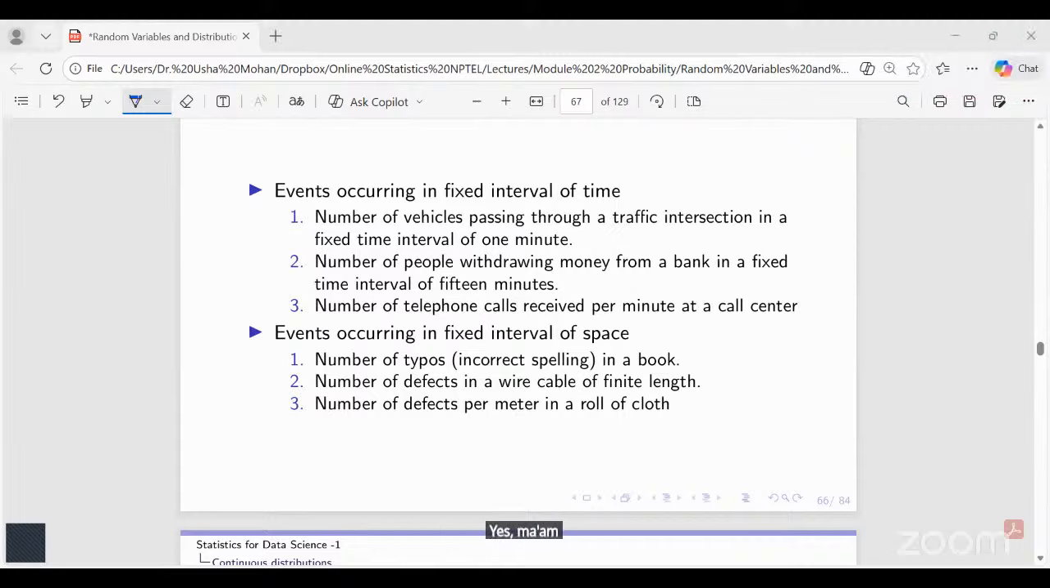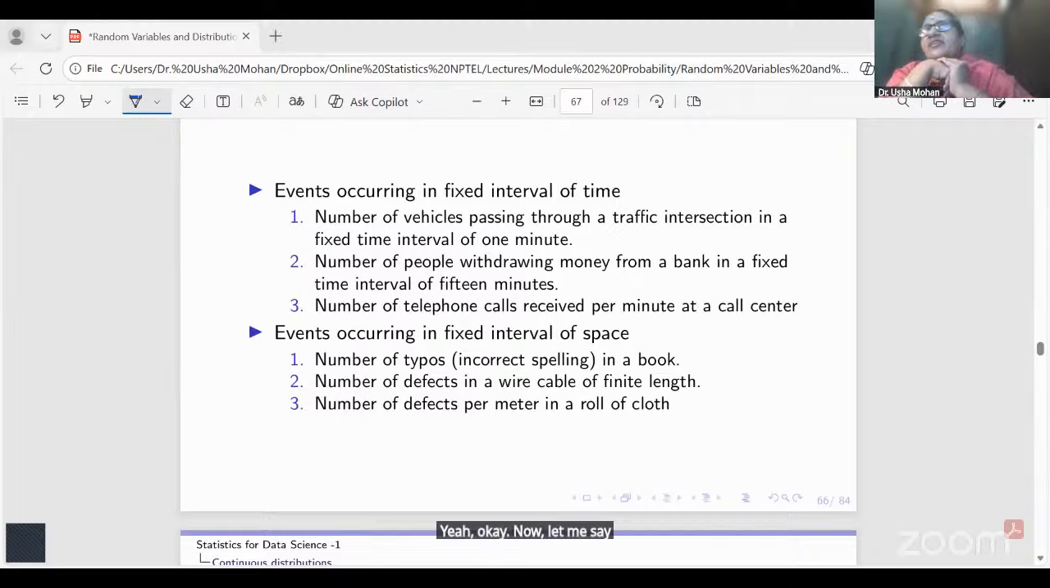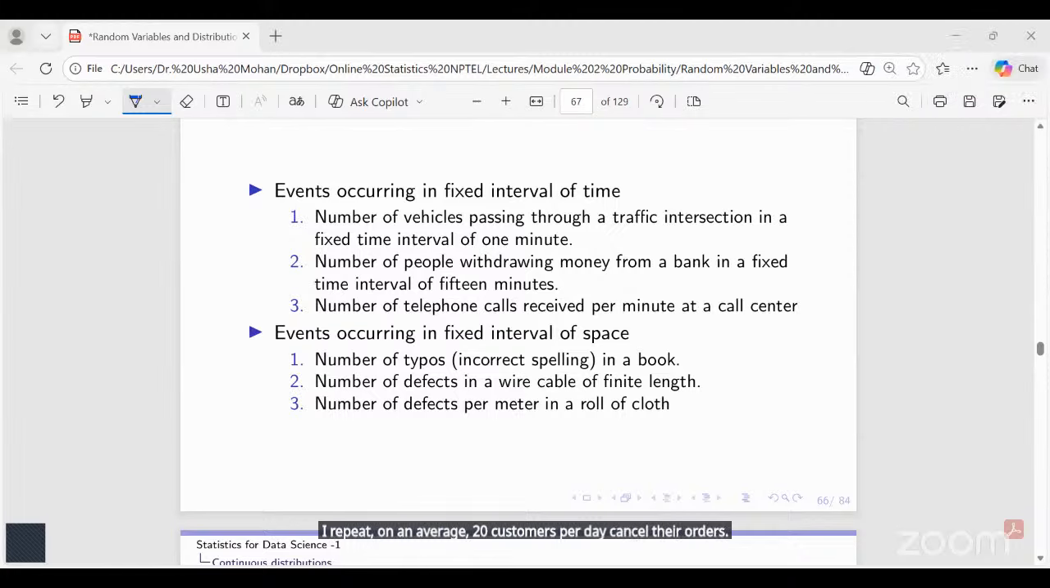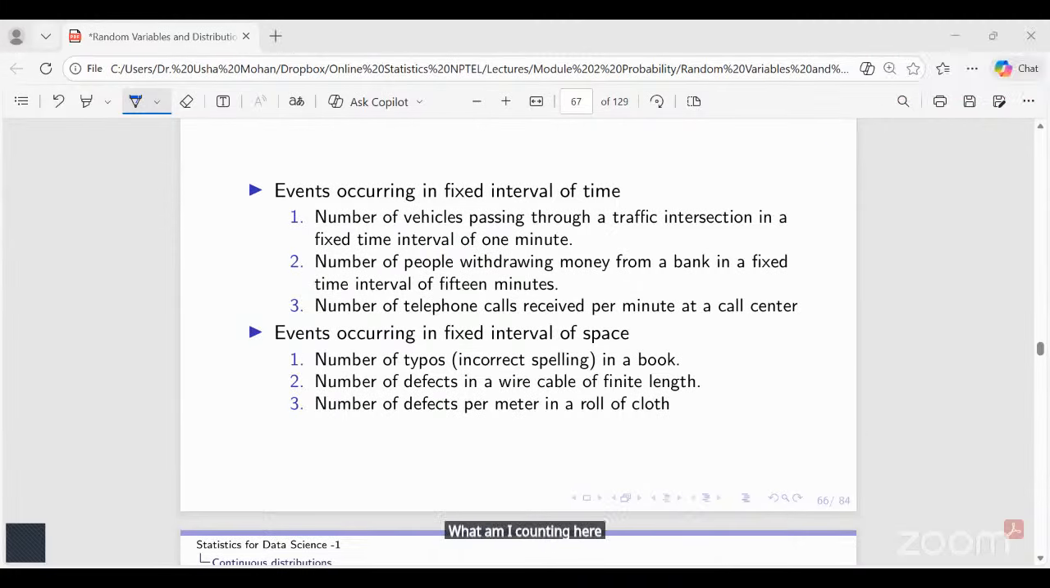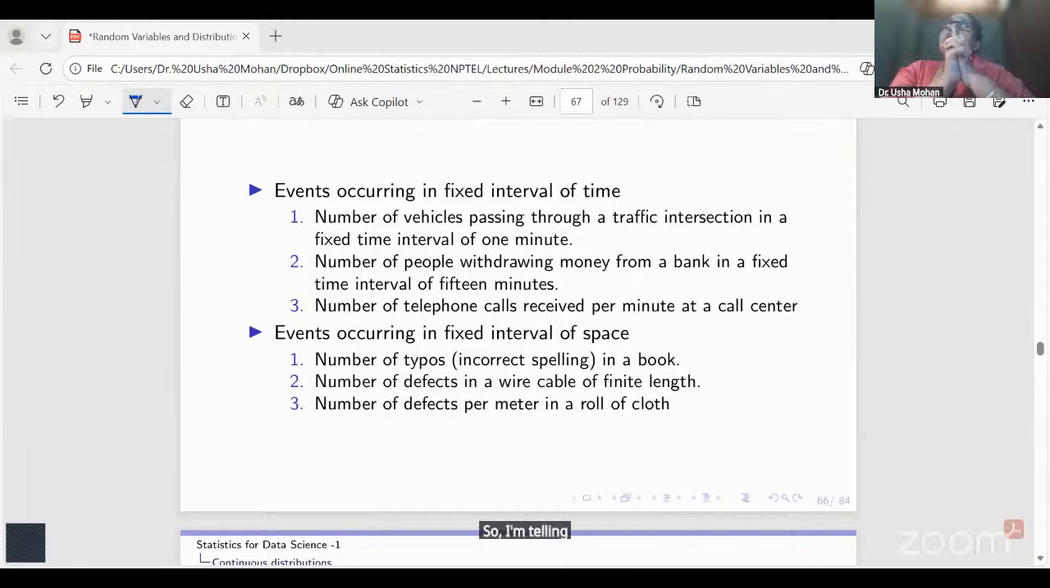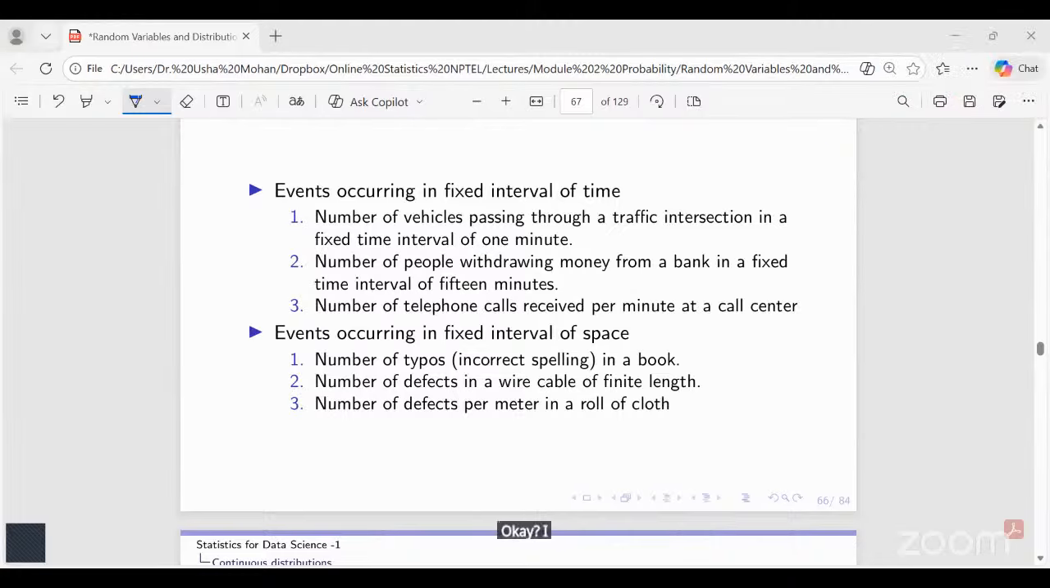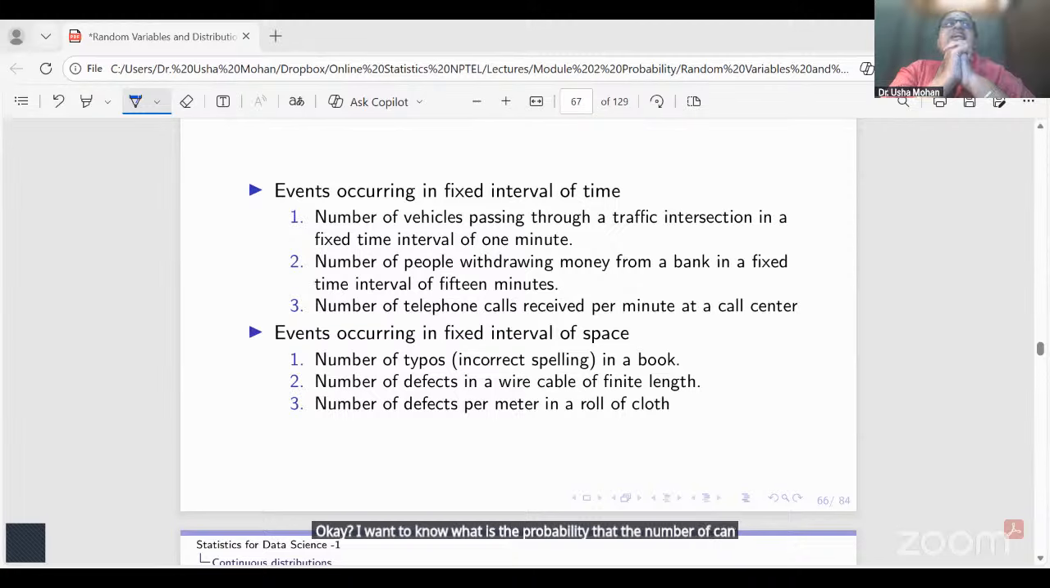Now let me say on an average, 20 customers cancel their orders placed at this portal. I repeat, on an average, 20 customers per day cancel their orders. What is the difference between this and the earlier case? What am I counting here? I'm telling you on an average, 20 customers per day cancel their orders. I want to know the probability that the number of cancellations is exactly 20.